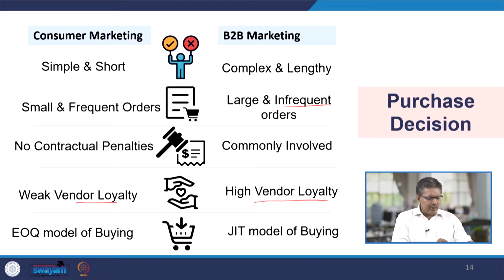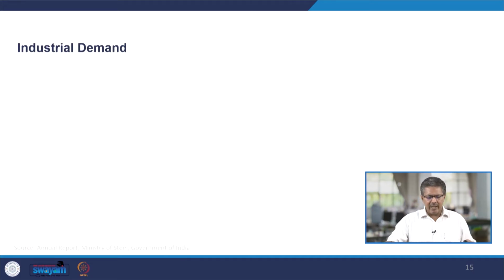Okay. Here you generally use an EOQ model, economic order quantity, which is affected by demand, holding cost and ordering cost. And here we generally follow a JIT model, just in time model of buying, because we do not want to keep too much inventory with us. So, whenever we require, we will get the material. That kind of an arrangement generally happens, right.